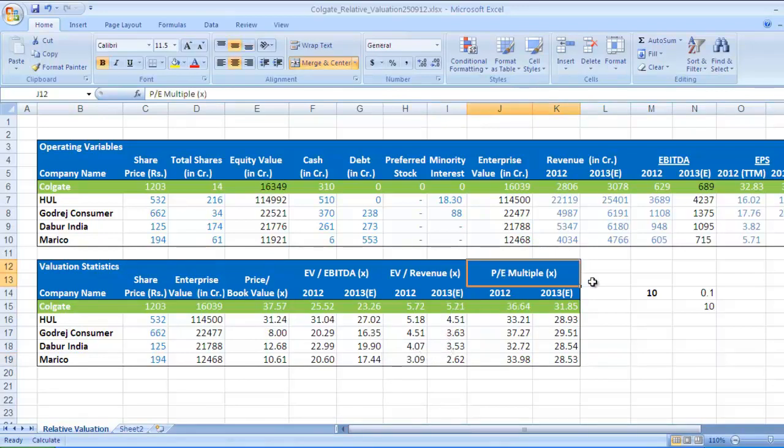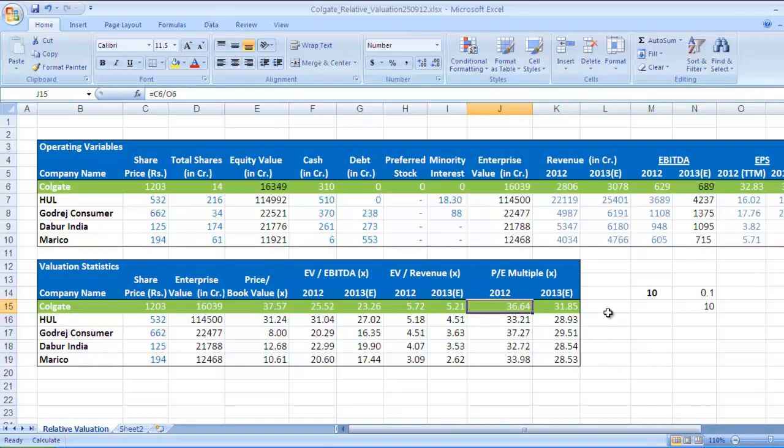Next multiple is PE. Okay, so PE is the most popular, I would say, valuation ratio for any country, in any stock market. So you need to know the PE multiple of these companies for 2012 and the estimated PE multiple. In this case, I would say all these companies have almost the same PE multiple, in the range of 32 to 37 or 38. So this is quite okay.